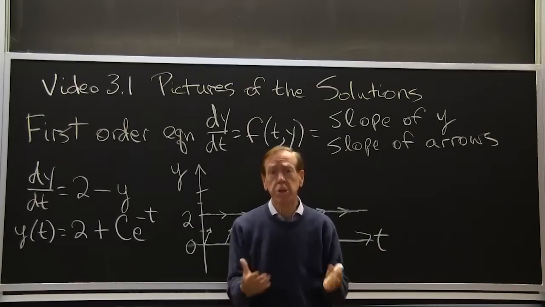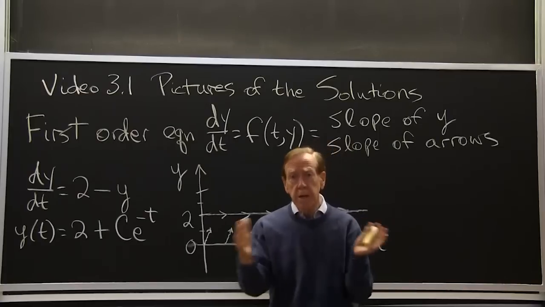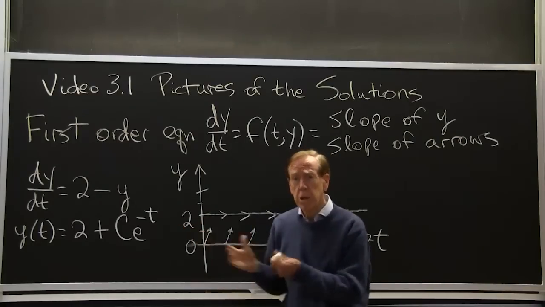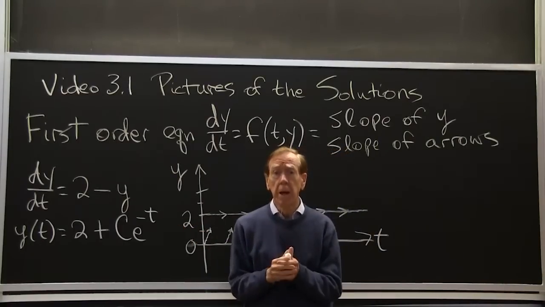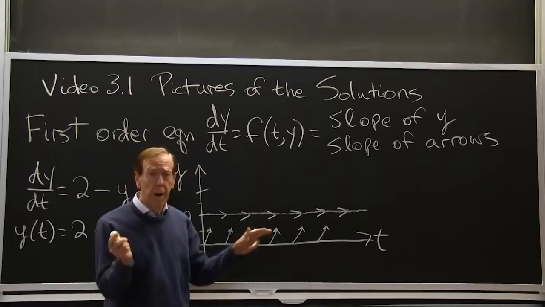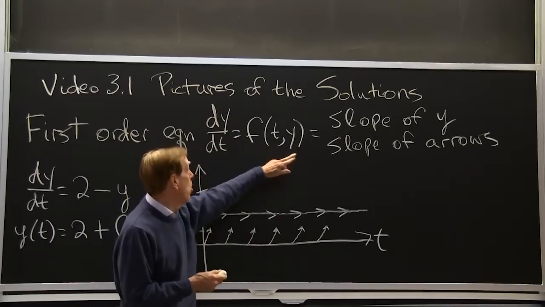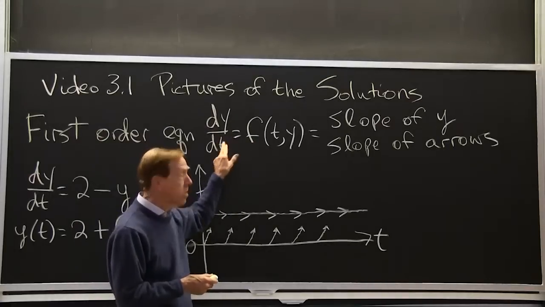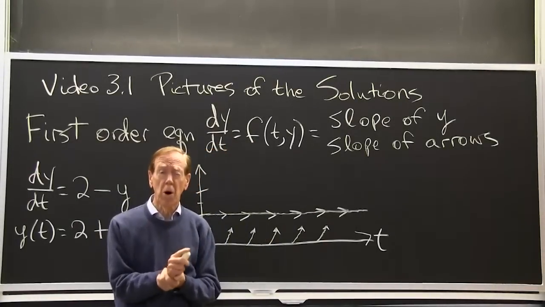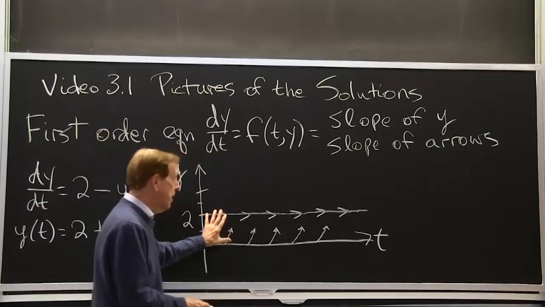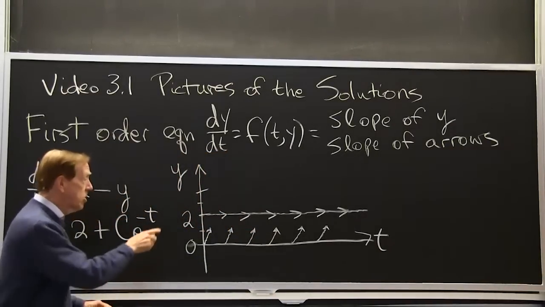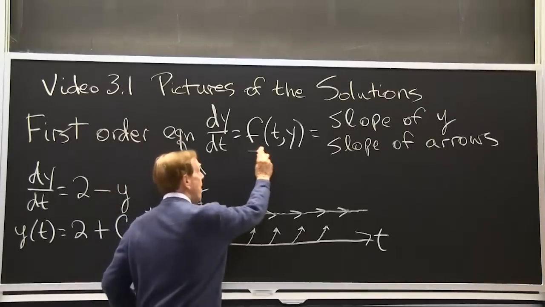But I can make a picture of the solution. You see what's happening as time goes on. And so that's today's lecture, is a picture. So this function, whatever it is, gives the slope of y, and it will be the slope of the arrows that I will draw in this picture. So here's a picture that started, y, t, and the slope of the arrows is f.